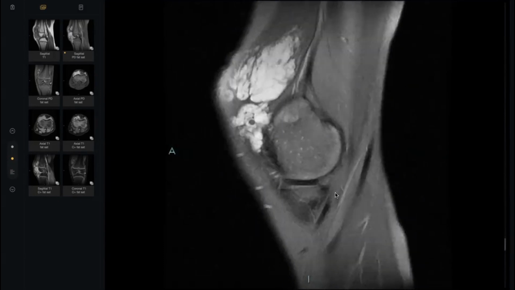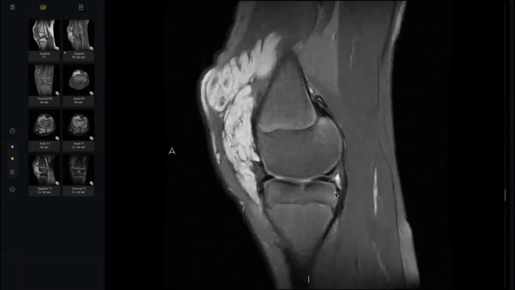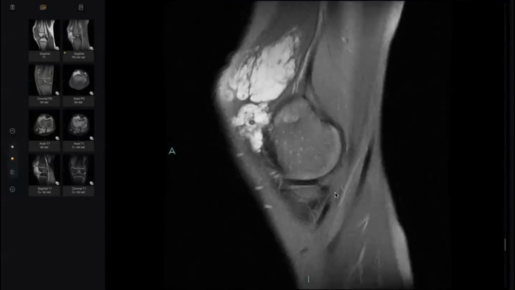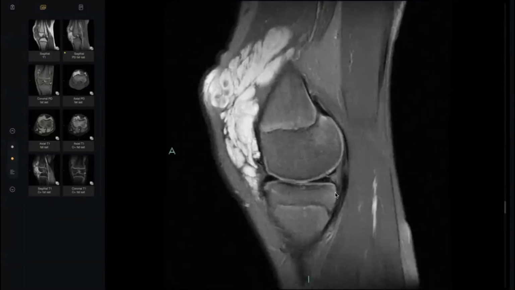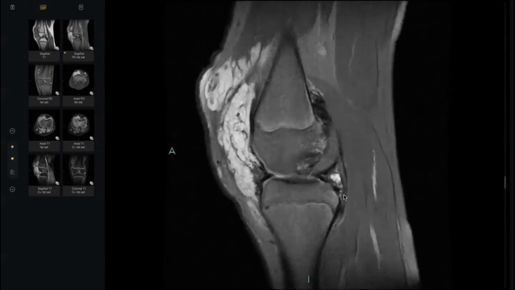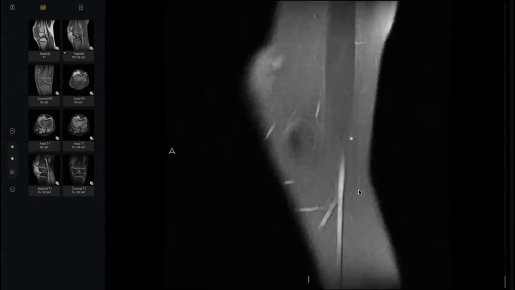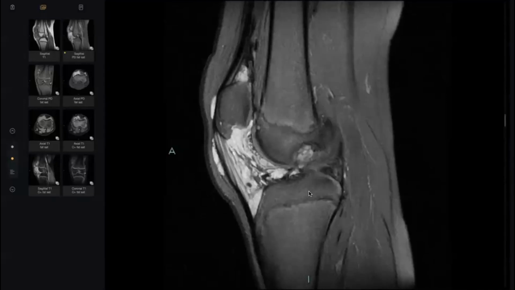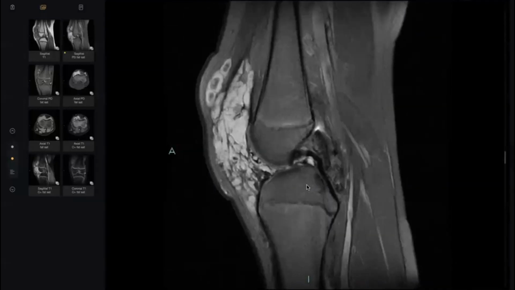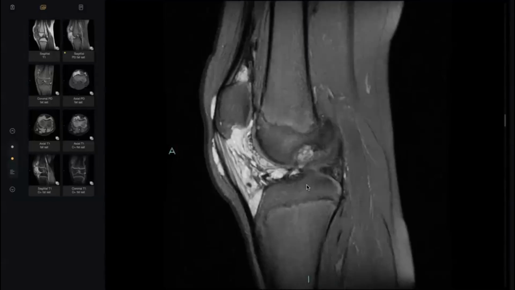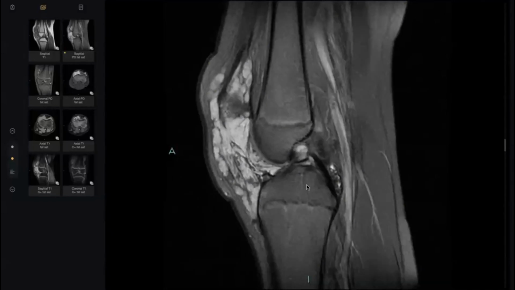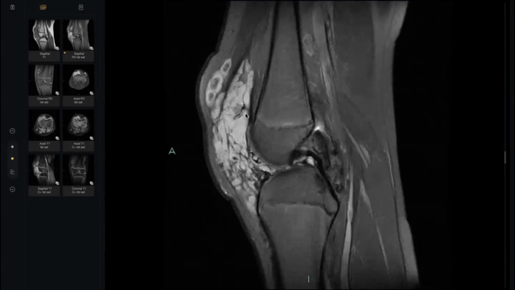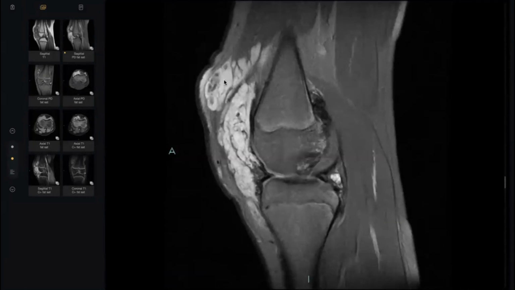I'm going through this. The medial meniscus appears normal. There's some subchondral hyperintensity here, but nothing that gives me any clue about this mass. I'm just trying to rule out any other lesions. Anterior and posterior cruciates are normal. There are some hypointense foci within this lesion.